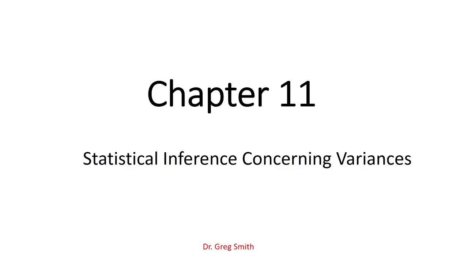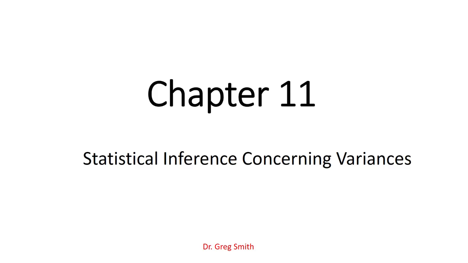Welcome to Chapter 11. In Chapter 11, we're going to start talking about statistical inference when it concerns variances. Up until this point, we've taken a look at single sample mean and two sample mean. Now we're going to move to variance, and the real reason we do this is to get into the area called chi-square, and then F. Now F will be when we compare two variances simultaneously, and chi-square will be when we look at one variance.